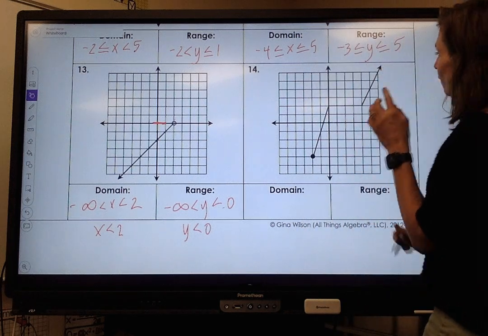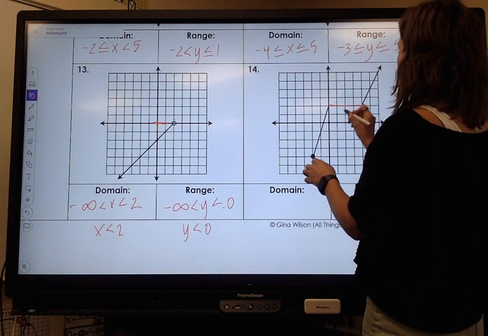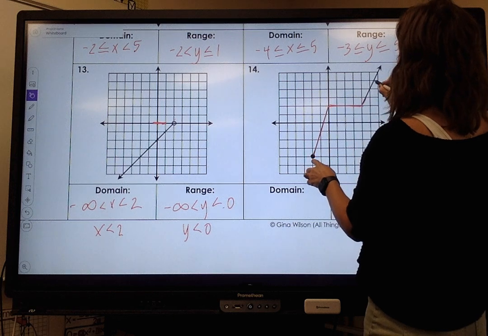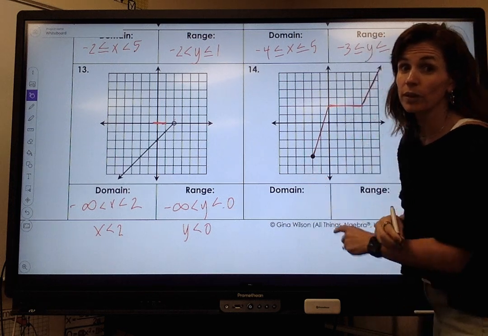All right, let's look at this graph here. I don't know if you can see that on your paper, but look at this graph. Look at what he's doing. He's trying to trick you.